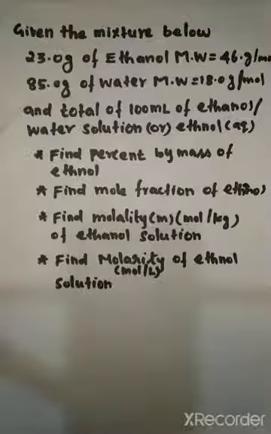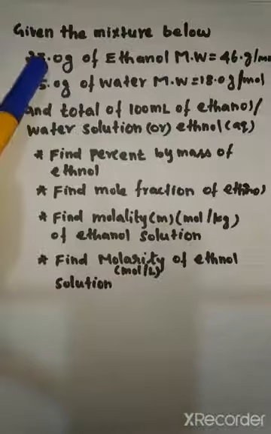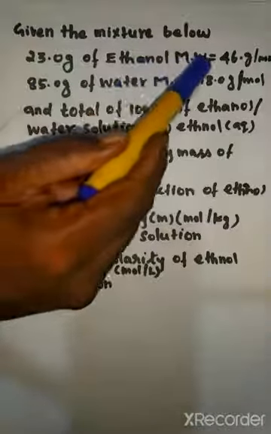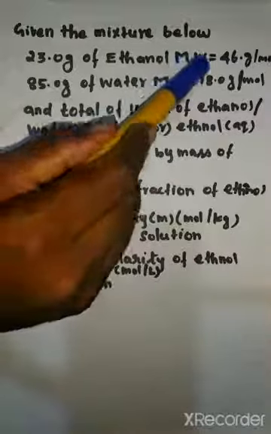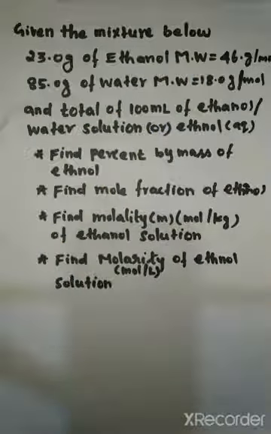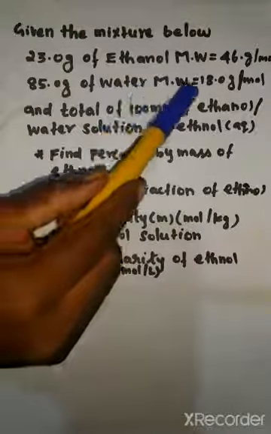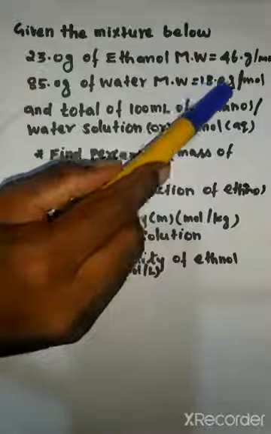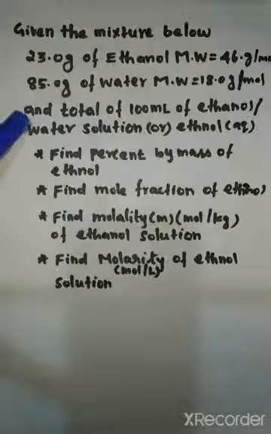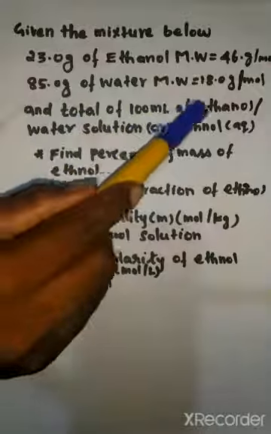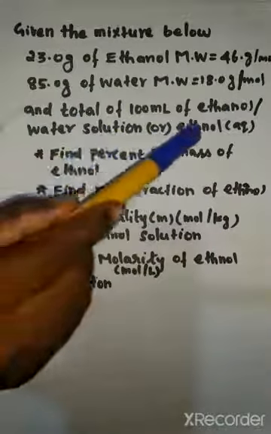Here the problem is given. I read out the problem. Given the mixture below, the mixture contains 23 gram of ethanol, that is molecular weight is equal to 46 gram per mole, and 85 gram of water, the molecular weight of water is 18 gram per mole, and total of 100 ml of ethanol aqueous solution.